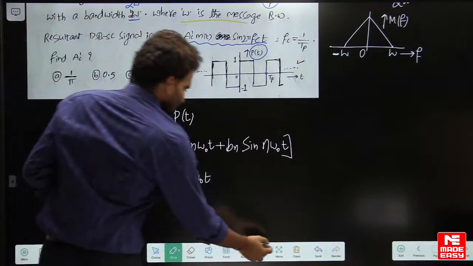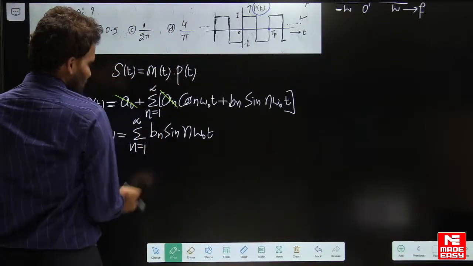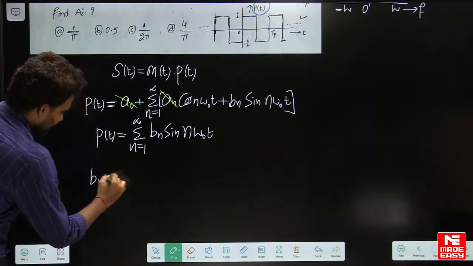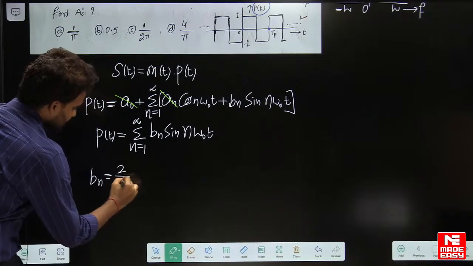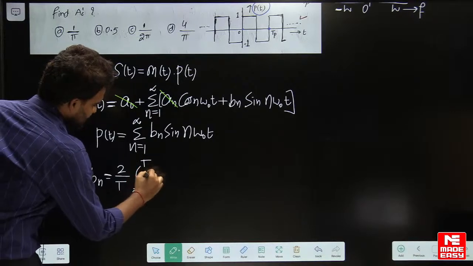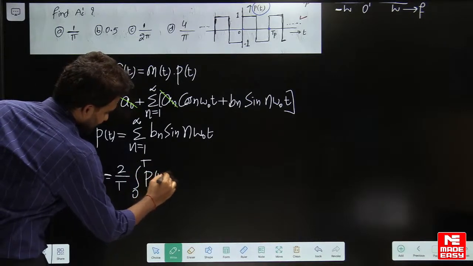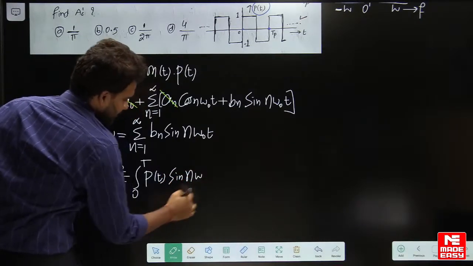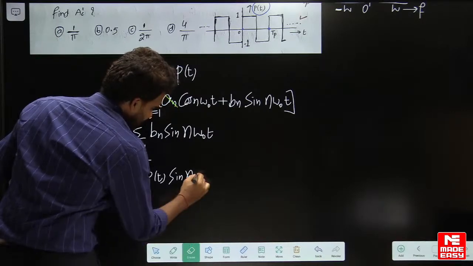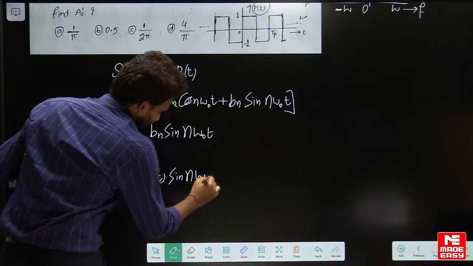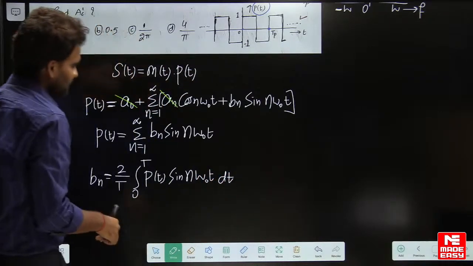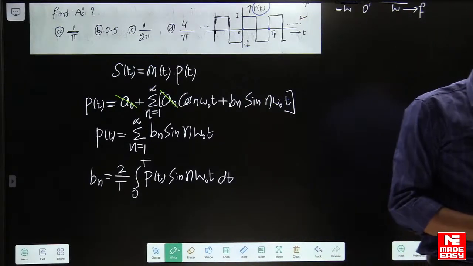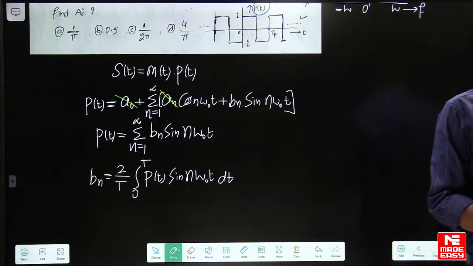Let me find out the TFS coefficient B n. How to find B n? It equals 2 by T integration from 0 to T of p(t) sine n omega naught t dt. This is how you can find B n. So find this B n.